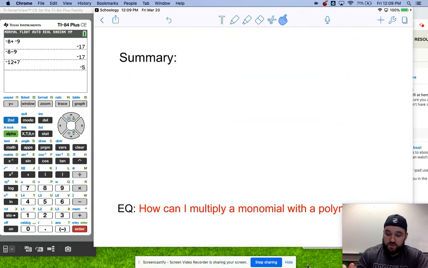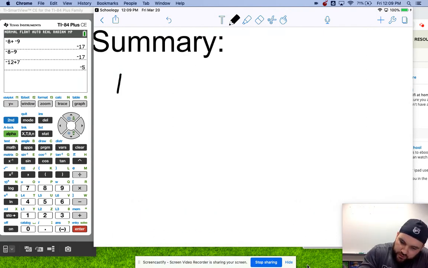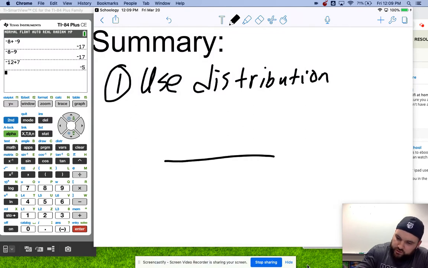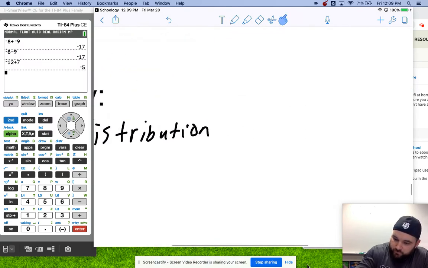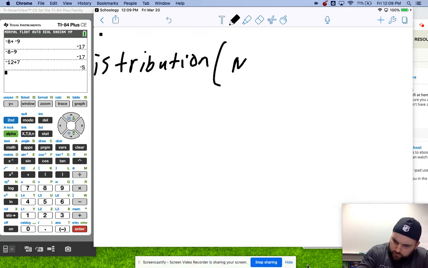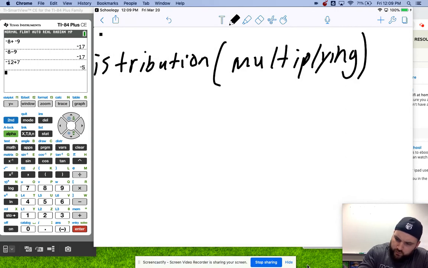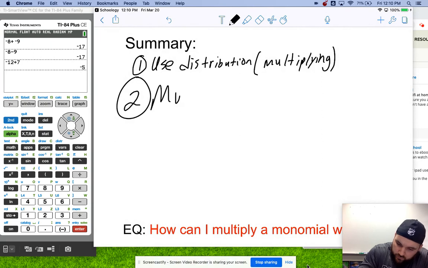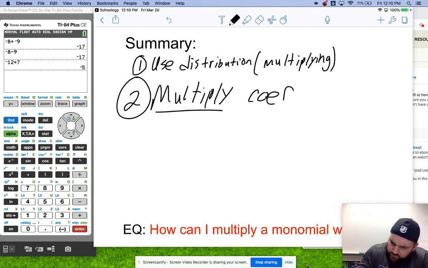Okay. So to summarize, how can I multiply a monomial with a polynomial? Okay, we're still going to use distribution, which, just to remind ourselves, is multiplying. And we are going to multiply the coefficients, or the regular numbers, whatever makes sense to you.